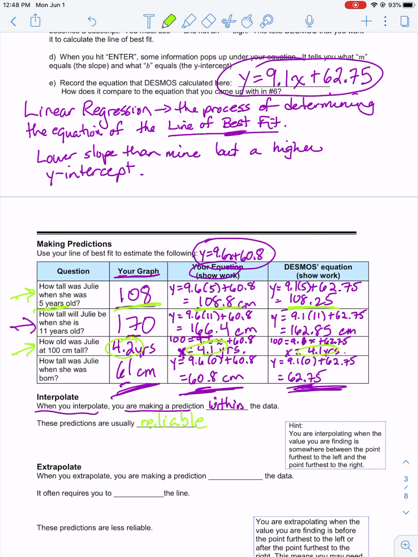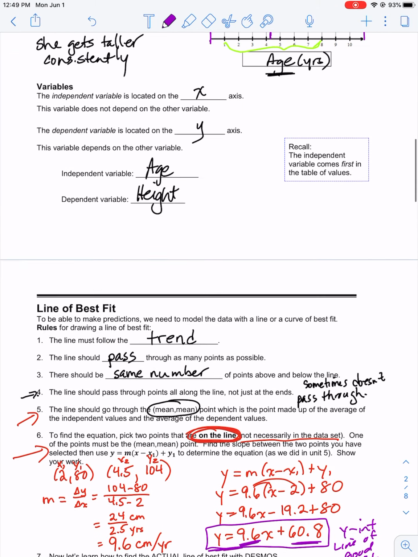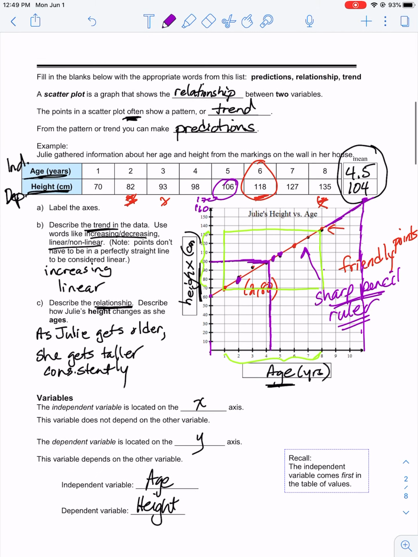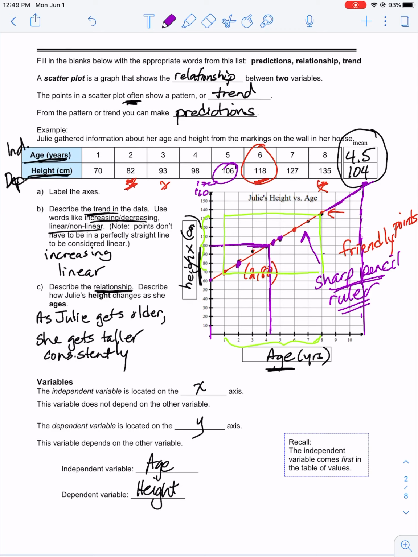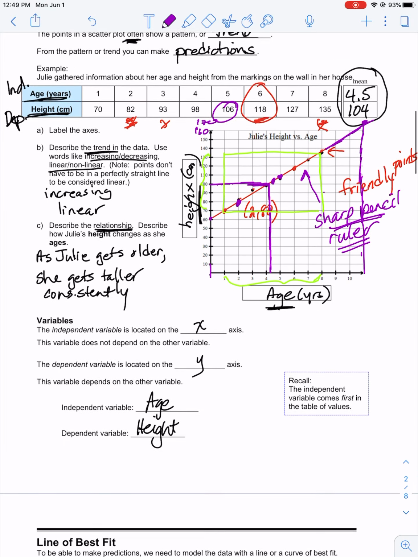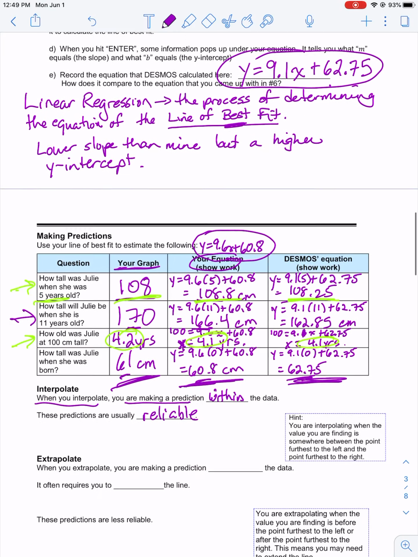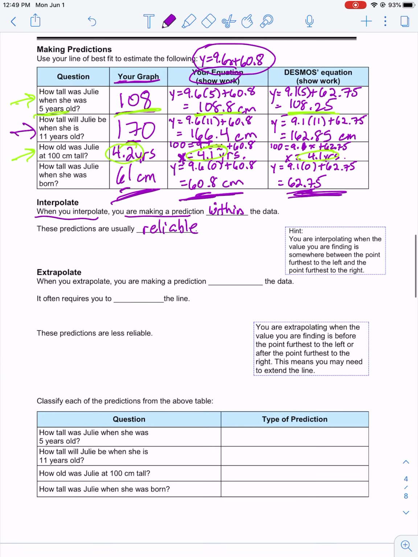Let's go back to purple again. These predictions are usually reliable. They're fairly close. Now, we did have numbers for exactly 5 years, but what if I wanted to know how tall she was at 3.5 years old or at 6.5 years old? That's all within the data. It's not data points, but it's on that line of best fit within that box.